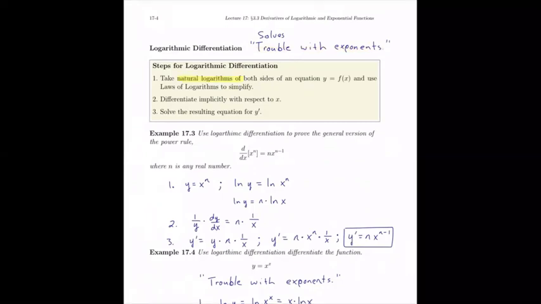Well, take a natural log of both sides of an equation, y equals f of x, right? This is presumably because f of x has a messy exponent that we're not sure how to deal with, or something unusual, maybe even. And we use the laws of logarithms to simplify the result. Next, we differentiate both sides of that log equation with respect to x, because we can differentiate logs now. We know how to do that.